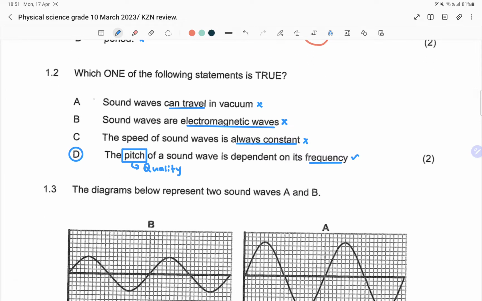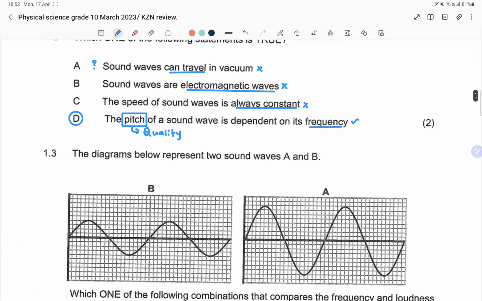An interesting question is why sound waves are unable to travel in a vacuum. Just find that out for me. It's quite an interesting one.